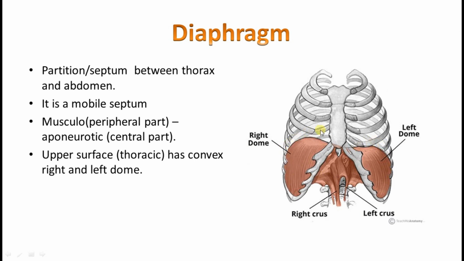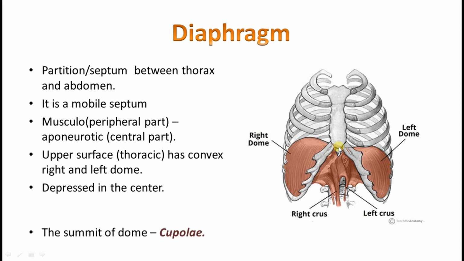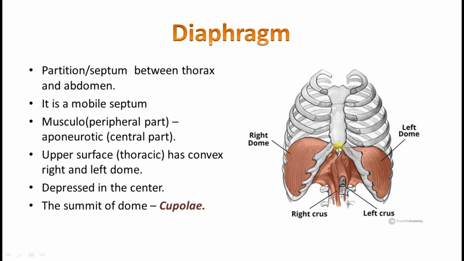The right dome is at a higher level, the convexity is at a higher level, because of the presence of the liver. And the summit or the highest point of each dome is called the cupola of the diaphragm. And the center part is depressed. The pericardium with the heart is lodged in the central depressed part of the diaphragm.